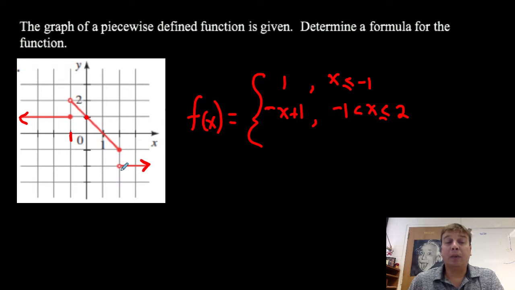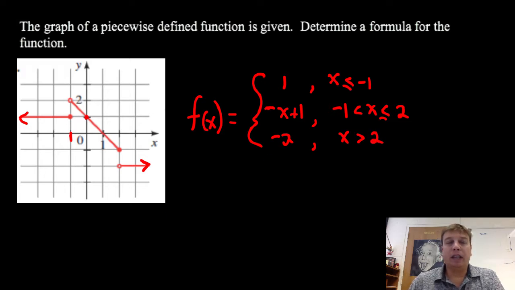Take a look at this last part. Notice how here we have an open circle, and it's going to be everything greater. It's also another horizontal line, so it's going to be a constant function. So here I'm at negative 2, and then we know that x is going to be strictly greater than 2, because it's an open circle. Okay?